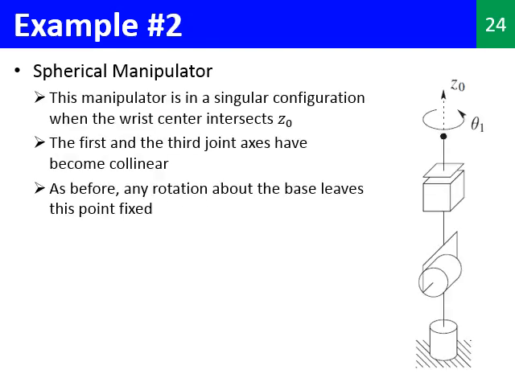Next, we will look at the spherical manipulator. As you can see in the diagram to the right, the manipulator will be in a singular configuration when the wrist center intersects with the Z naught axis. In fact, you can see the joint axis of the first joint and also the third joint has become collinear in this case. And as before, any rotation about joint 1 is unable to change the wrist center.